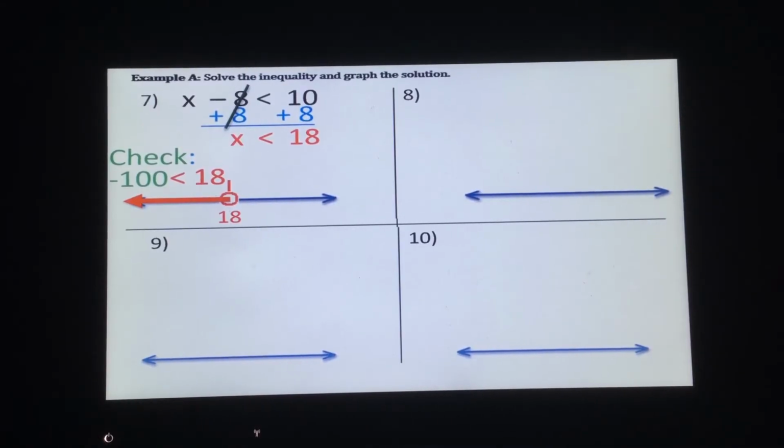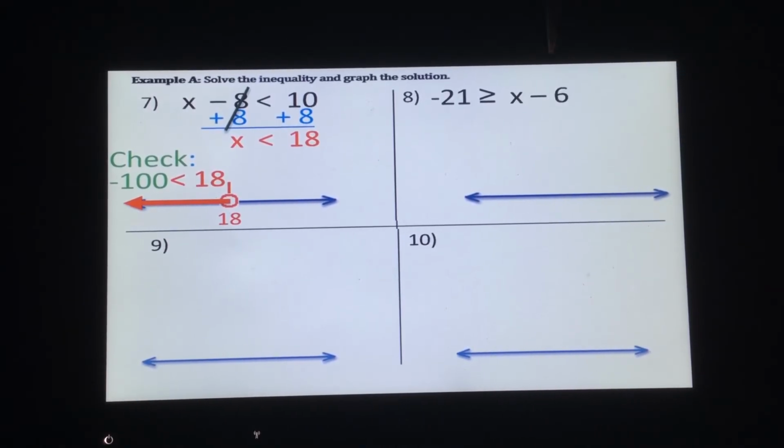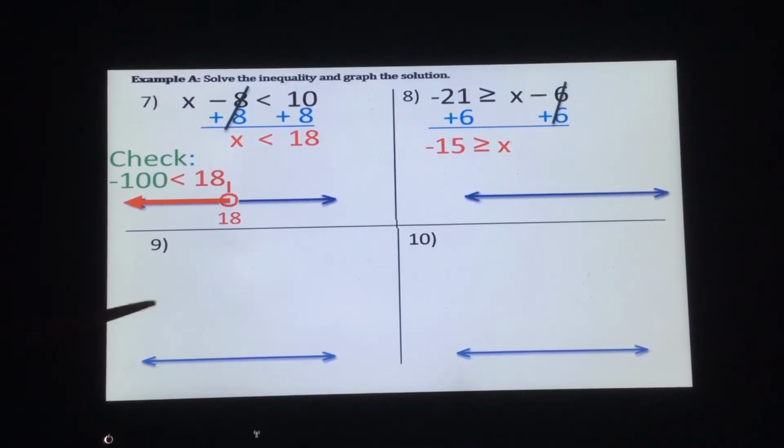All right. Number 8. Let's go ahead and write down number 8. We have negative 21 is greater or equal to x minus 6. So again, we're going to look to get x by itself. X is not by itself right now because we're subtracting 6. What's the opposite of that? Well, the opposite of that is adding 6. So we're going to go ahead and add 6 to both sides. All right, these cancel, and then we get negative 15 is greater or equal to x. Okay, again, that whole thing is the answer.